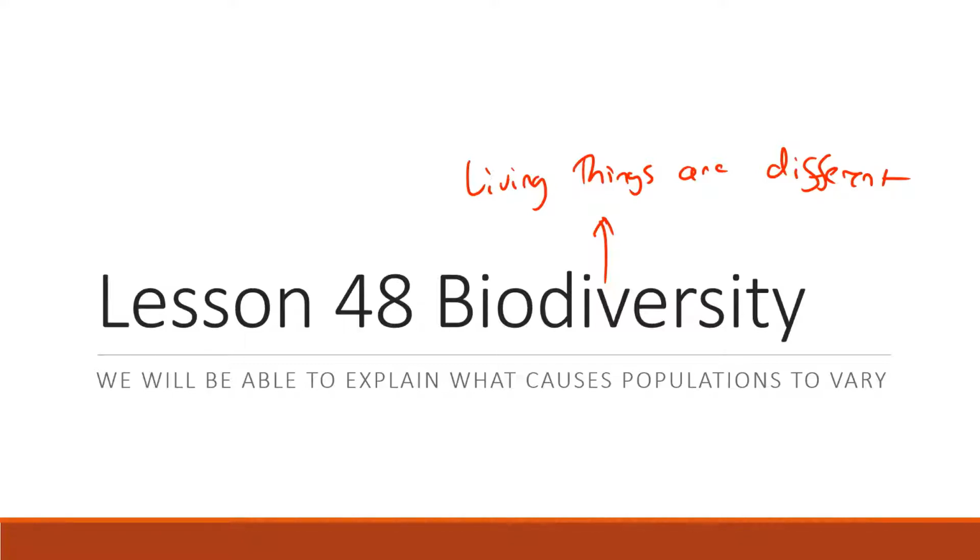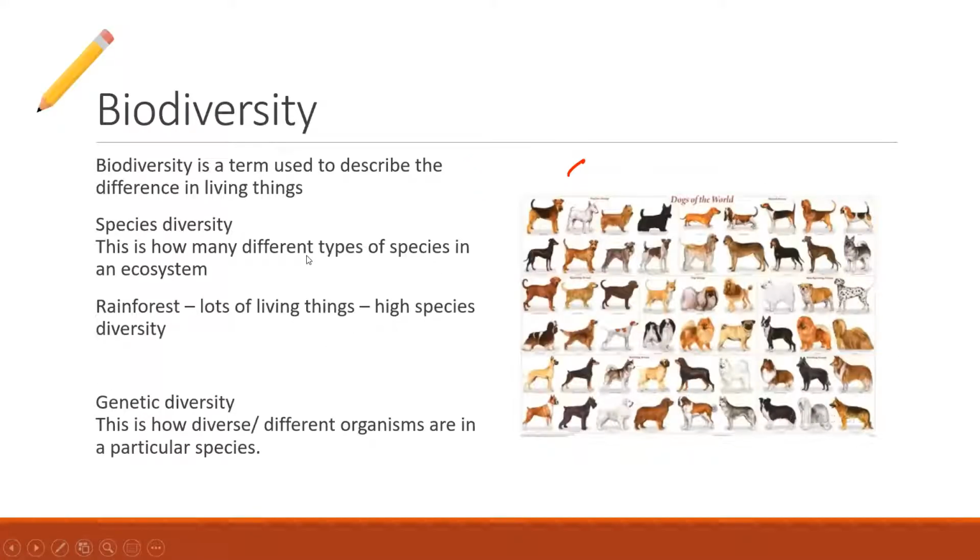We will be able to explain the cause of population theory. So let's start with a definition of biodiversity, shall we? I think that'd be a good place to start. Biodiversity. Now, biodiversity is a term used to describe the difference in living things. Now, there are different types of biodiversity.